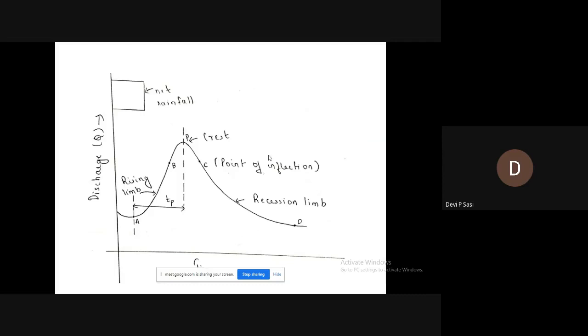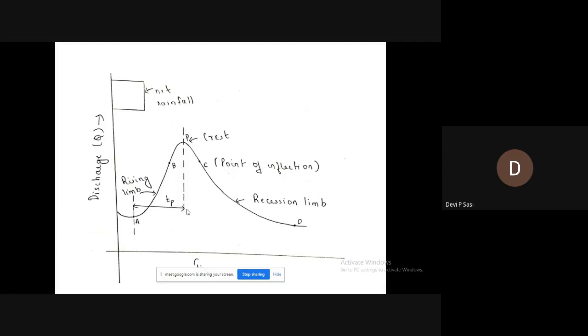Then you can see TP. TP is called the time to peak. It is the time interval between A and P, that means the time interval between the starting point of the rising limb and the peak of the hydrograph. That is about the components of a hydrograph.